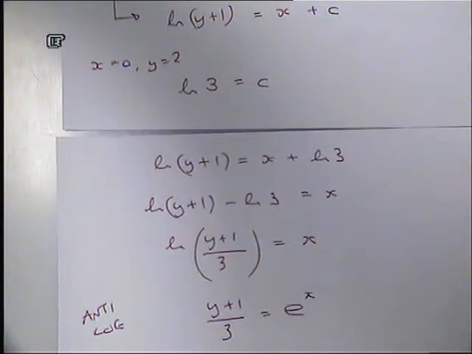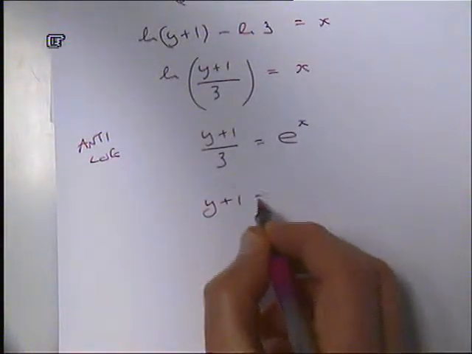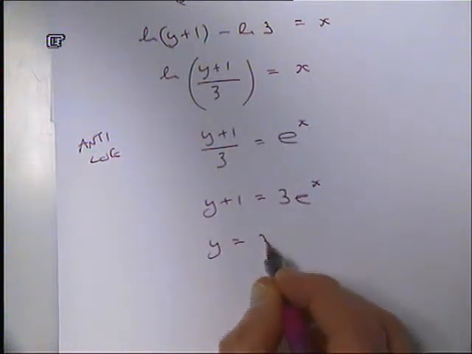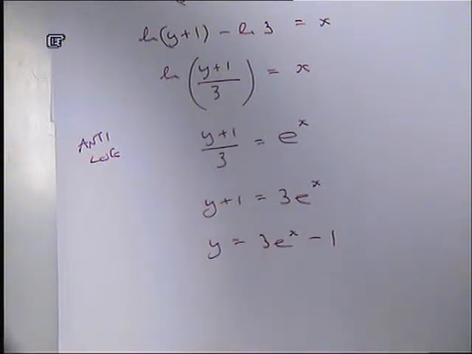We wanted it as y is a function of x. So now I will move the 3. And then I will move the 1, and Billy will be happy because that's the answer I heard him say earlier on. And that is the final answer for that question.